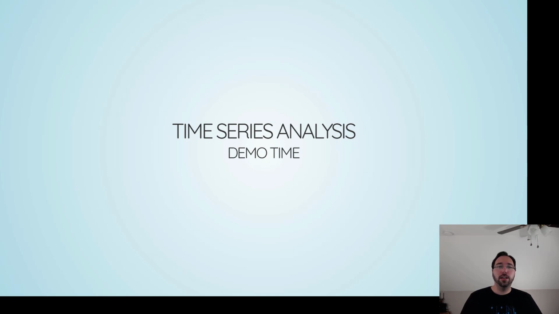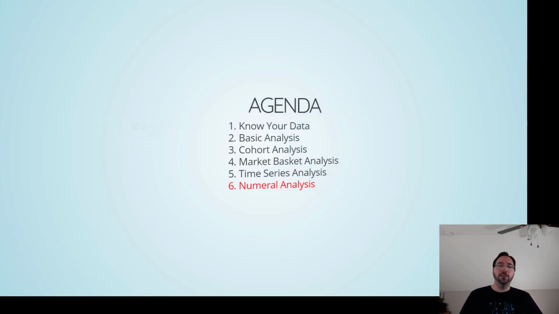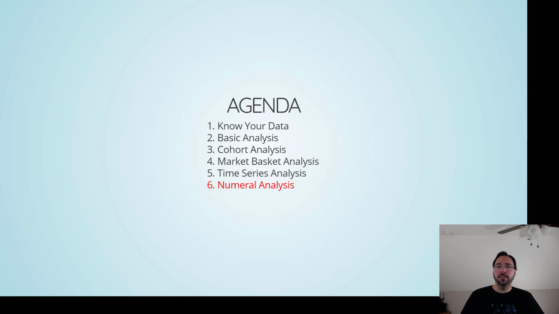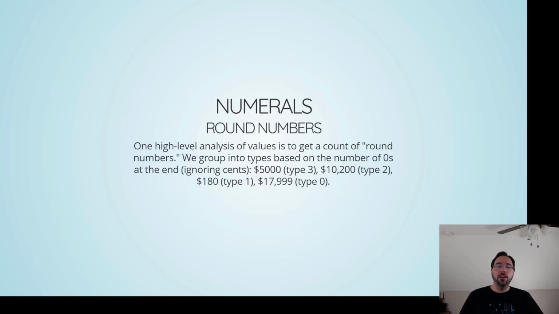The last major section that I want to cover is my favorite. This is numeral analysis. Here, we're going to look at the specific numeric values in our data and potentially find interesting patterns. The first area that I want to cover is round numbers. So one high-level analysis of our data, and potentially whether somebody's monkeying with it, is to look at the count of round numbers. And we group this based off of the number of zeros at the end.